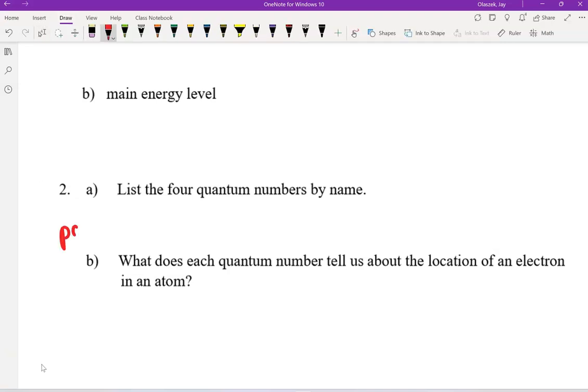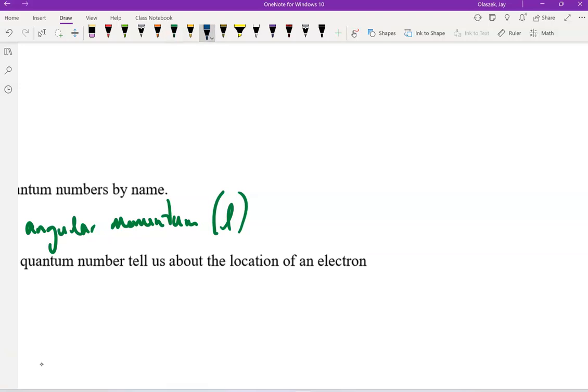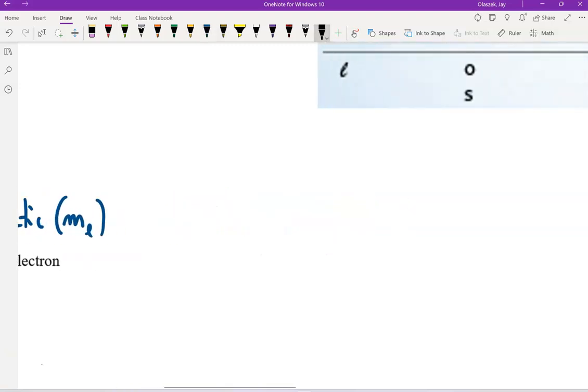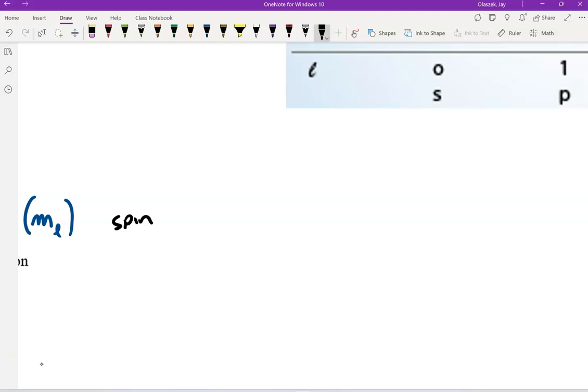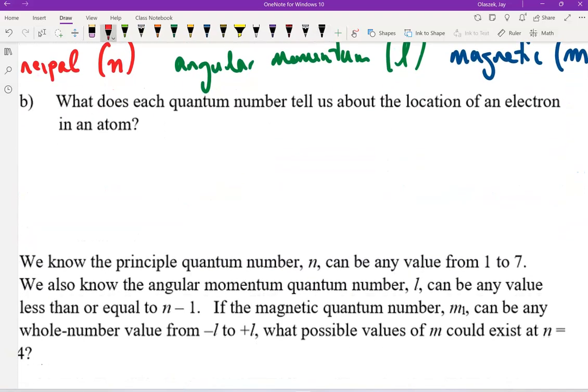We have the principal quantum number, what we've been abbreviating N. We have what's called the angular momentum quantum number that we've been abbreviating L. We have the magnetic quantum number that we've been abbreviating M sub L. And the last one is the spin quantum number, which we've been abbreviating M sub S. And what does each of them tell us about where we can find an electron in an atom?